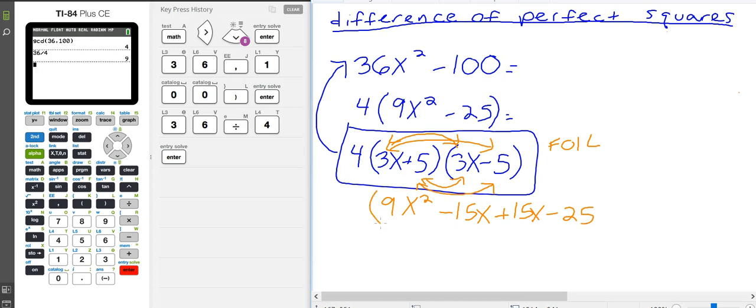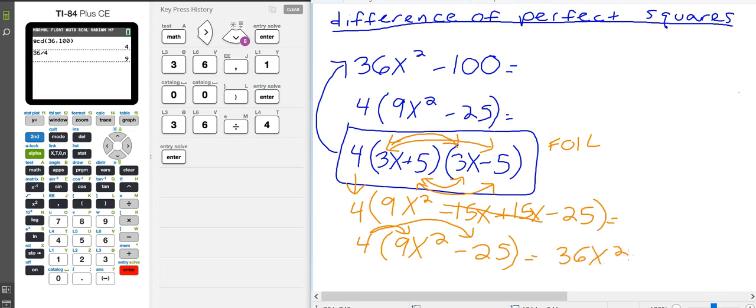And we don't want to forget about the 4. We want to bring down this 4 from the beginning and combine like terms within the parentheses. Negative 15x plus 15x cancel each other out. We're left with 9x squared minus 25. Distribute the 4. 4 times 9x squared is 36x squared. 4 times negative 25 is negative 100. Is this our original question? And it is. Therefore, the answer is correct.